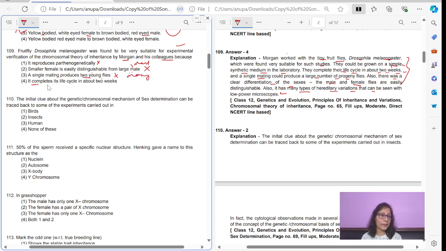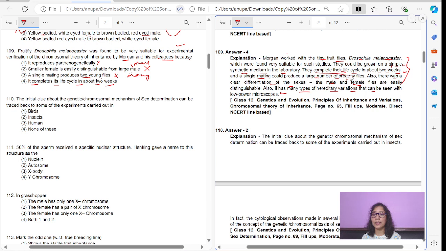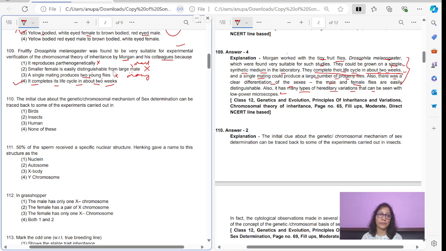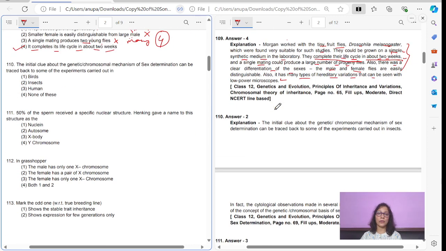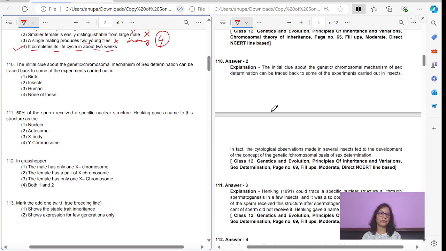Next option is it completes its life cycle in about 2 weeks. This is correct. Here we have explained that they complete their life cycle in about 2 weeks. So the correct answer for this question will be option number 4, that is, it completes its life cycle in about 2 weeks. Now let's move to the next question, that is question number 110.